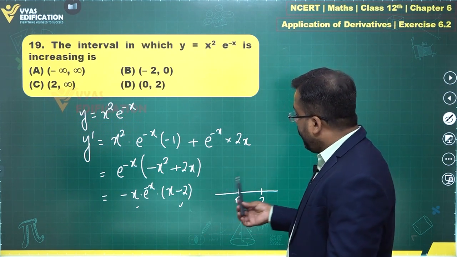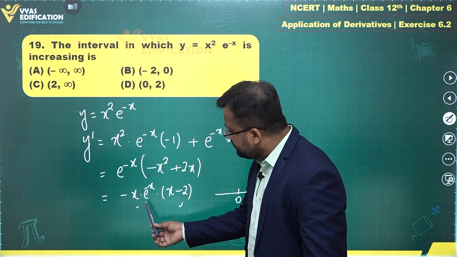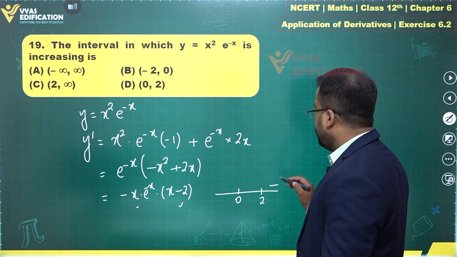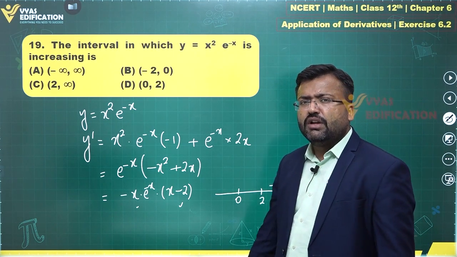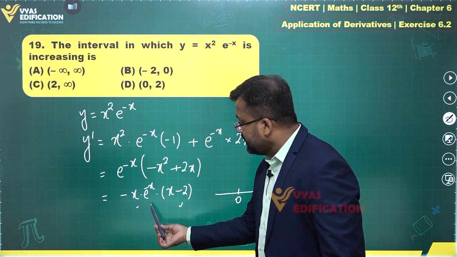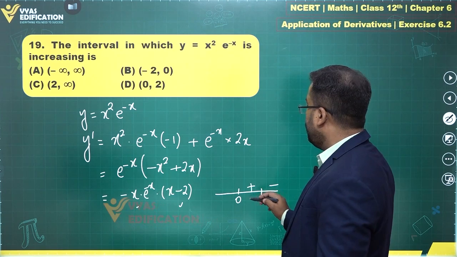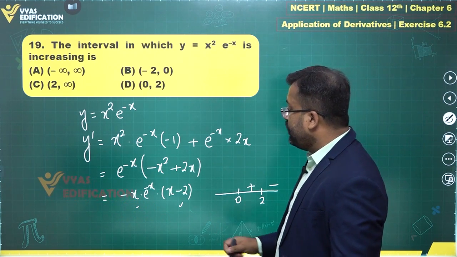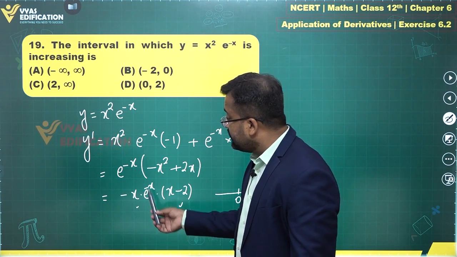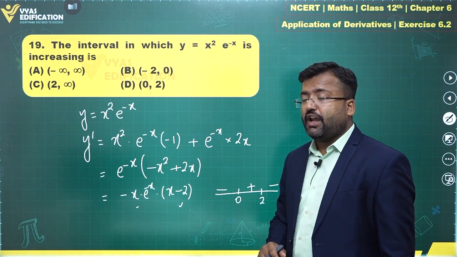For values beyond 2, let's take for example 3. This is positive, this is positive, this is positive, this is negative. So overall we'll be having a negative sign. For values between 0 and 2, let's pick up 1. This is minus 1, which is negative, positive, positive and negative. So there are 2 negatives, it will overall become positive. For values below 0, let's take for example −1, this is negative, positive, negative and negative. There are 3 negatives, it will overall be minus. That's what you'll have, right?